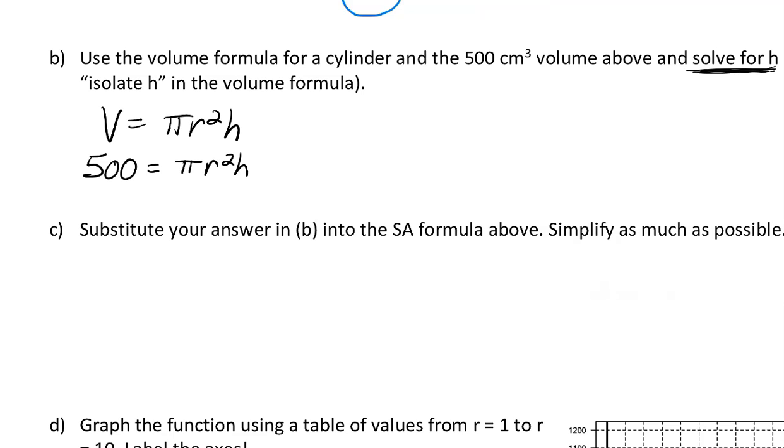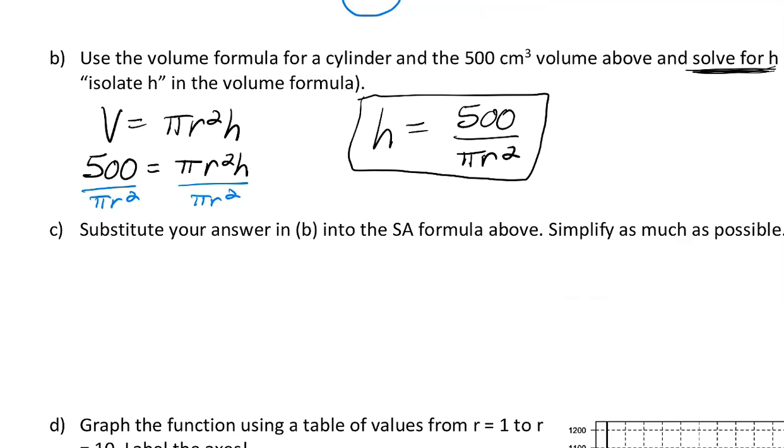So to solve for h, we're going to isolate this h right here and move everything to the other side. So we're going to divide both sides by pi r squared. So that would give us h equals 500 divided by pi r squared. So that's it for that. We're not solving for r.